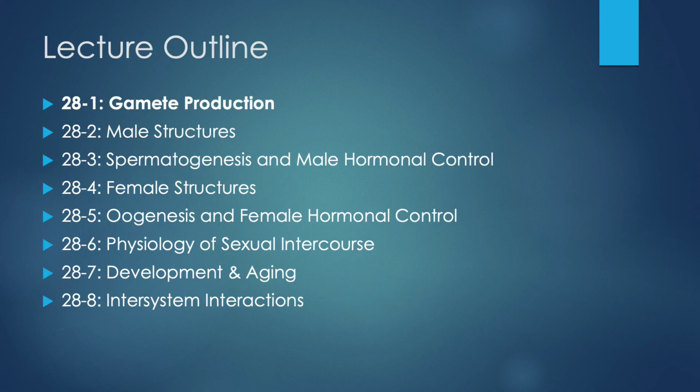Today's lecture follows the outline of our textbook, so that way you can follow along with your studying. So first, we're going to discuss the production of gametes, and then we're going to move into discussion of male anatomic structures of the reproductive system. And then we're going to look at the process of spermatogenesis and hormones that control the male reproductive system. Next, we'll move into female anatomic structures, and then oogenesis and the female hormones of control. Then we'll move into the physiology of sexual intercourse, finally, development and aging, and then interactions between different systems. So let's get started.